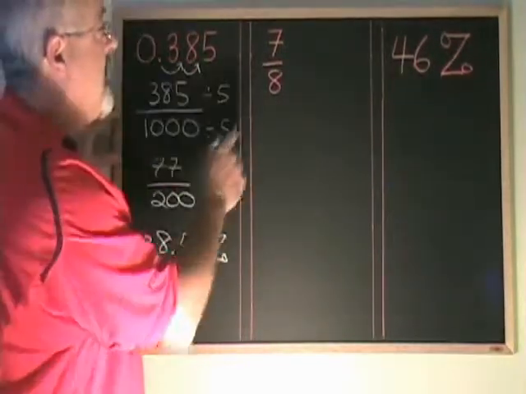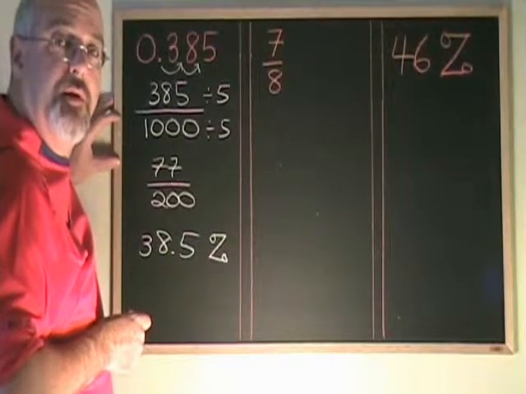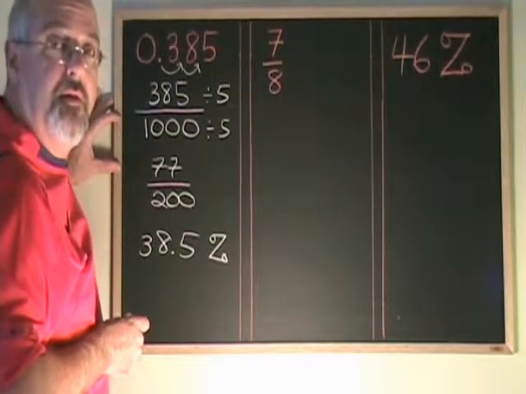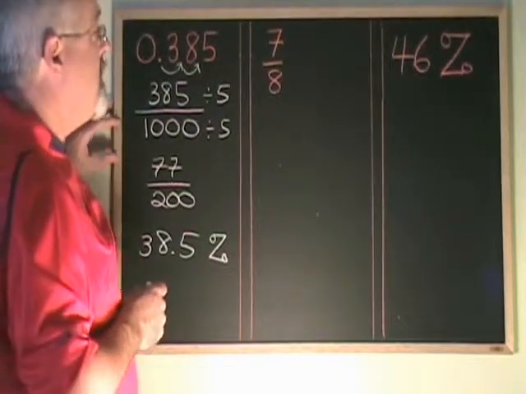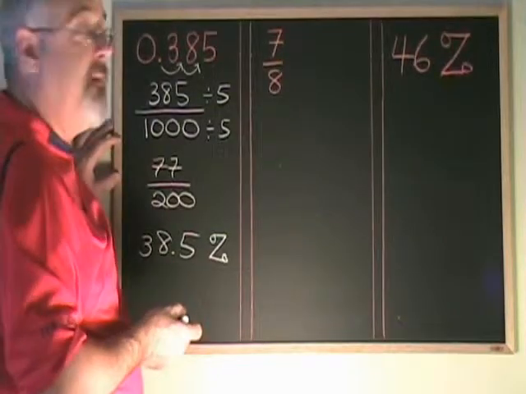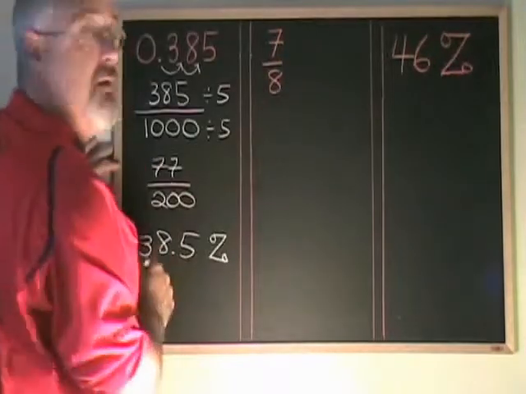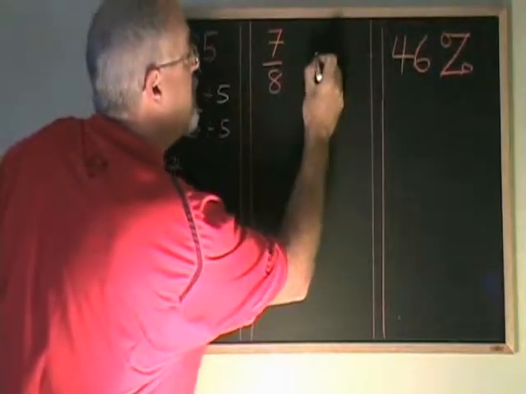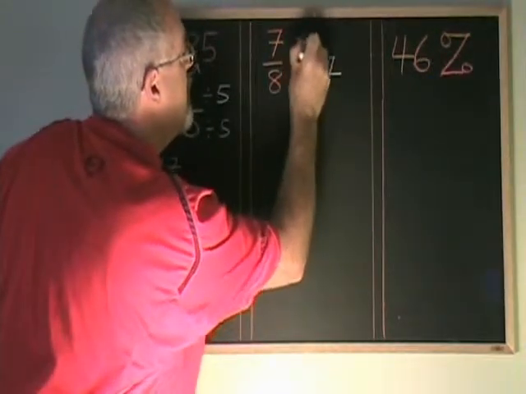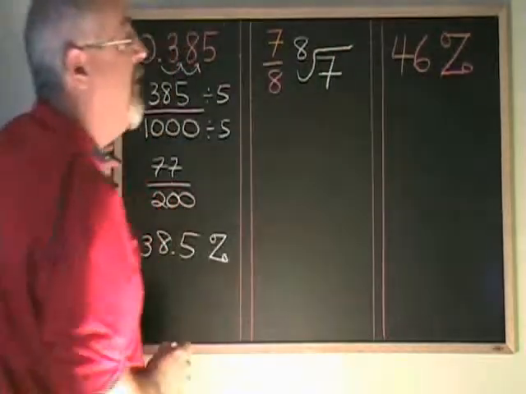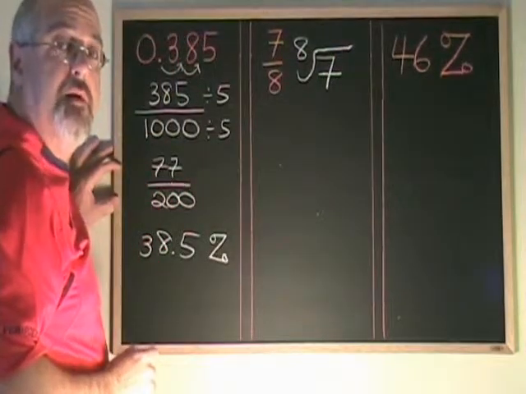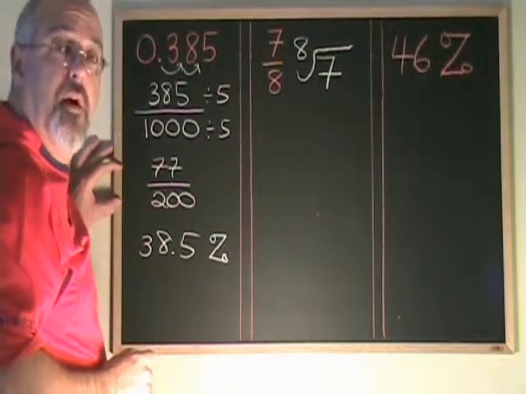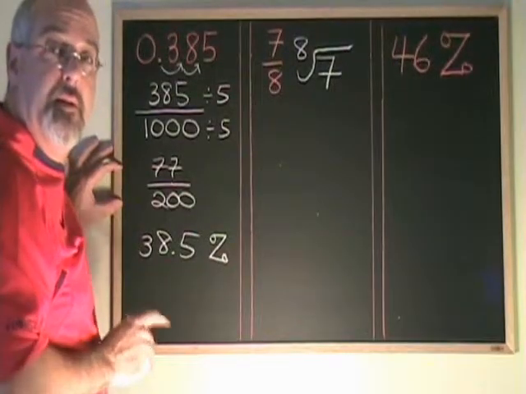Now let's work with 7 over 8. We have the fraction. We want to be able to convert it into either of the other forms. I'm going to start by converting it to a decimal. To convert 7 over 8 into a decimal, we just divide the numerator by the denominator. We will do 7 divided by 8.